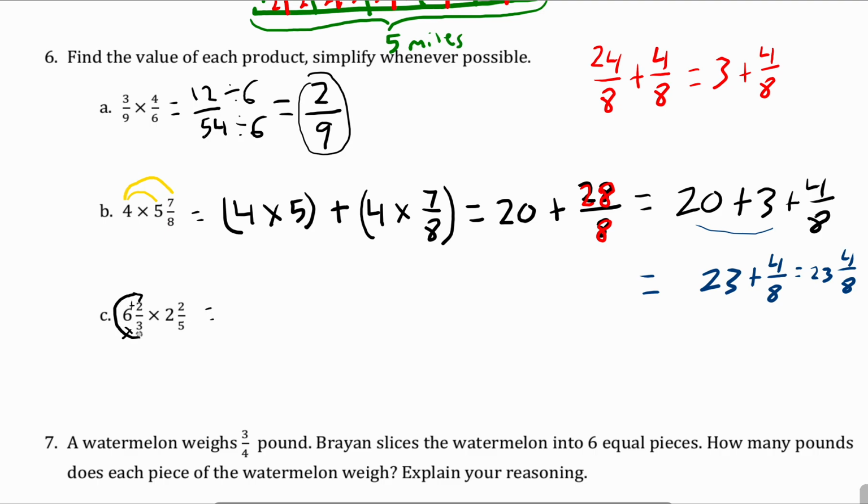So the first one, we're going to do the 3 times 6, right? So that's going to be 18 plus 2 more. It's going to be 20. So that's going to be 20 thirds. We keep our denominator. So 20 thirds. And here we have 2 and 2/5. Again, we're going to do 5 times 2 plus 2. So 5 times 2 is 10 plus 2 more is 12. So we have 12/5.